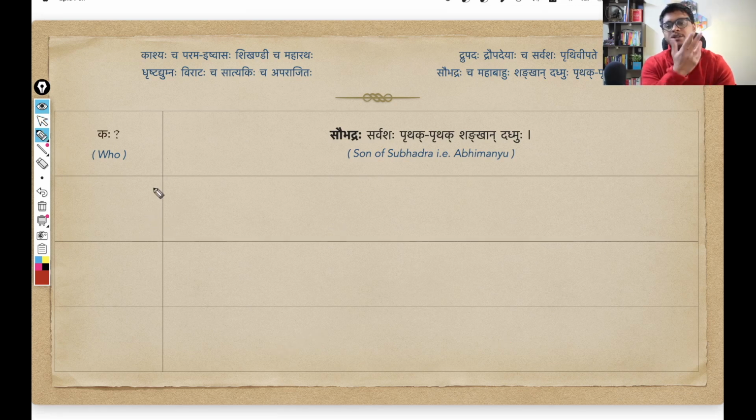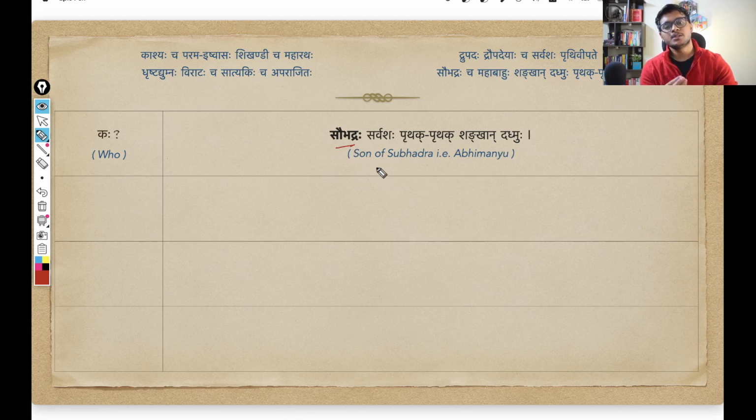But anyways, let's complete the shloka further also. So now I'm asking kaha, who. One by one I'll ask this question, who, so that we can cover all the different characters, different Pandava characters that are mentioned in the shloka. That's it. So we have our first character here, Saubhadra.